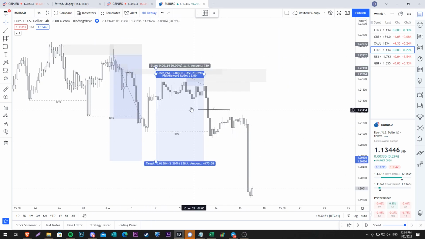There is always an explanation why price doesn't come back into your POI, so always try to find the reasons why sometimes price doesn't come back into your POI, and it will increase very much your knowledge about the market and your understanding of it.